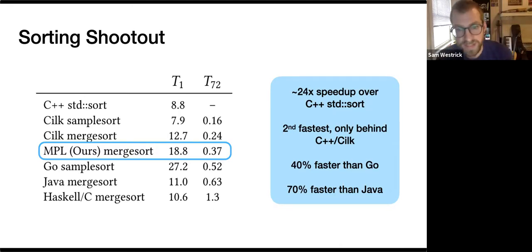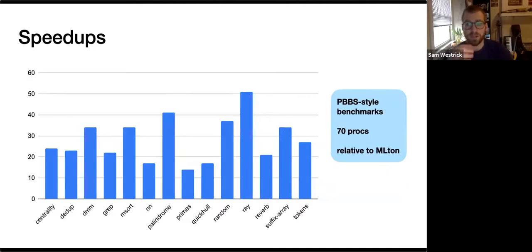So this is quite fast that we're able to get. And like I said, on 72 cores, we're something like 40% faster than the sort in Go, and 70% faster than Go. So some speedups for you also.